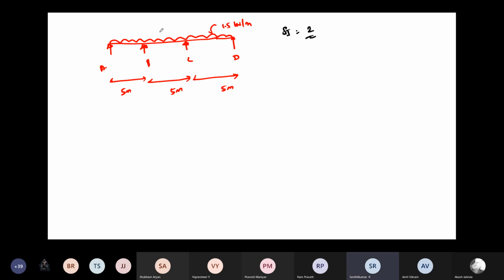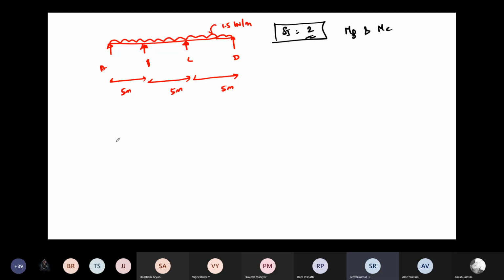MB and MC. If you are neglecting the horizontal reactions, you don't have any horizontal forces, so no need to use the horizontal equation also. You have only 2 equations, 4 unknowns. So indeterminacy is 2. What are those 2? MB and MC. So how will you find MB and MC using Clapeyron's equation?